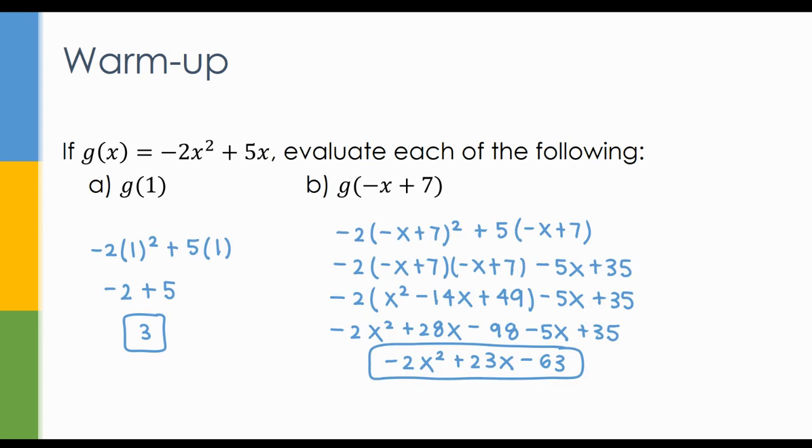All right, so hopefully you did that, and you should have gotten, for the first part, g of 1 equals 3. And then for part B, g of the quantity negative x plus 7 is negative 2x squared plus 23x minus 63.